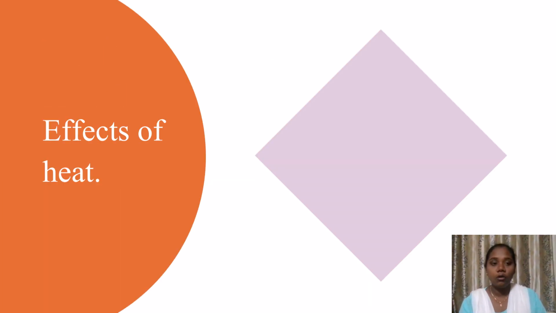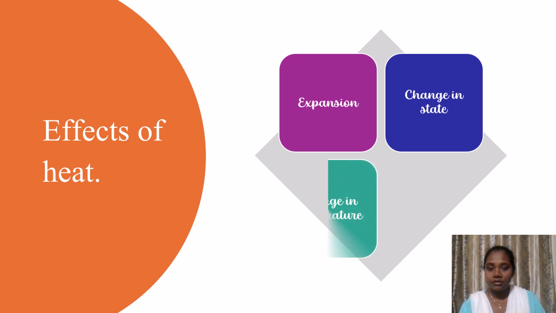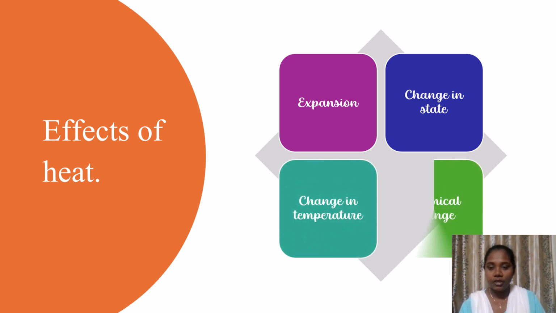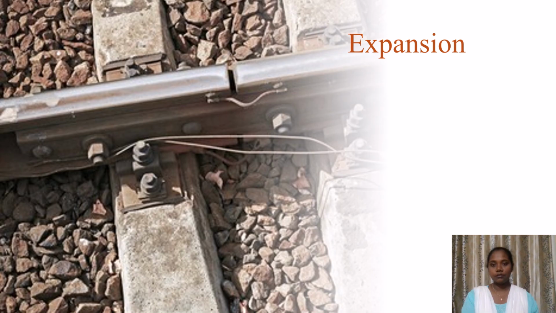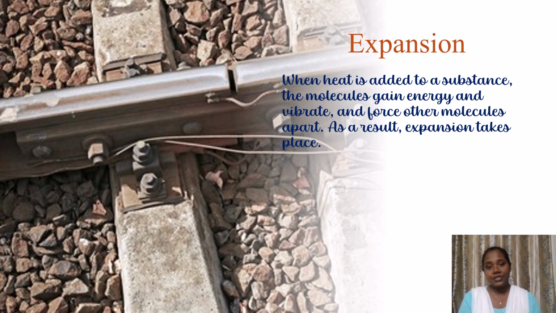Now let's see the effects of heat. There are four different effects of heat, that is expansion, change in state, change in temperature, and chemical change. Now let's see expansion. When heat is added to a substance, the molecules gain energy, vibrate, and force other molecules apart. As a result, expansion takes place.